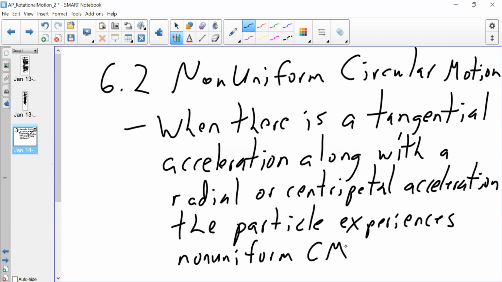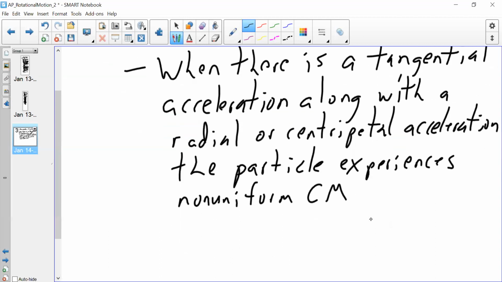So if you have a tangential acceleration, it's not the typical uniform circular motion because the speed is not constant around the circle anymore. It's increasing because there's a force on the outside that causes an acceleration tangentially. And obviously there's a force as well. It sets up that acceleration.